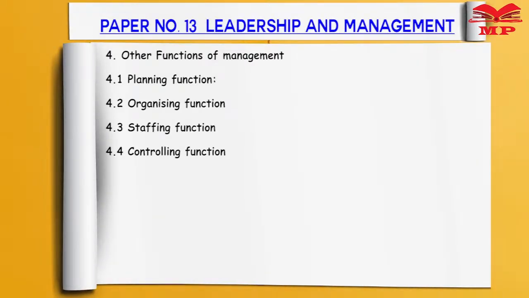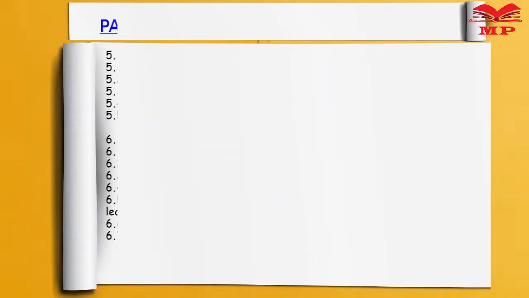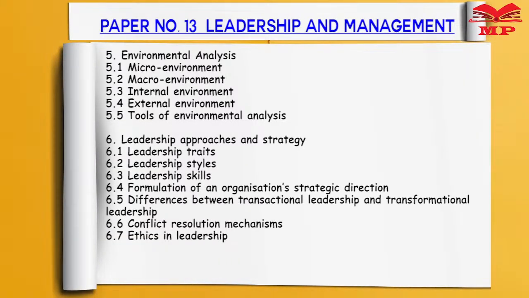In topic number 4, which is known as other functions of management, we will discuss the planning function, the organizing function, the staffing function, and the controlling function. Topic number 5, which is environmental analysis, we are expected to cover microenvironment, macroenvironment, internal environment, external environment and tools of environmental analysis.